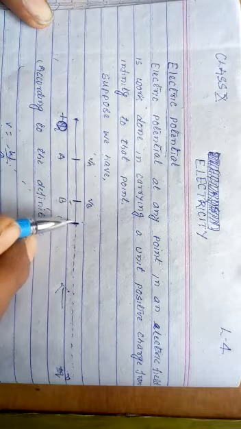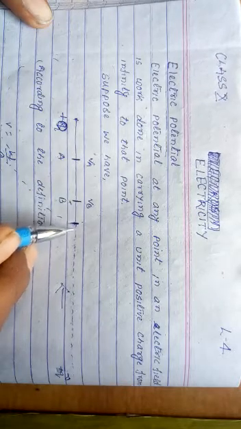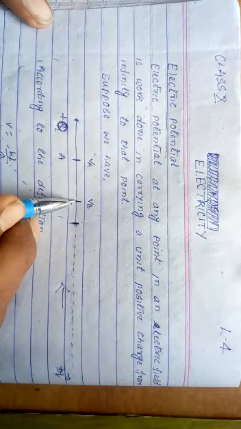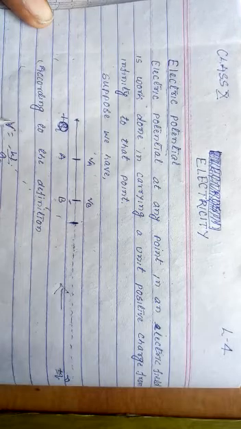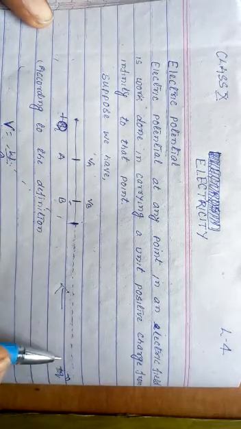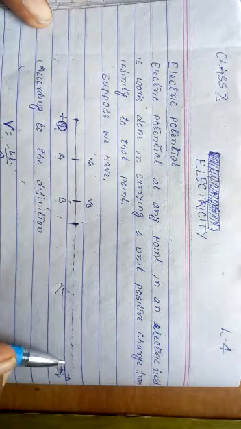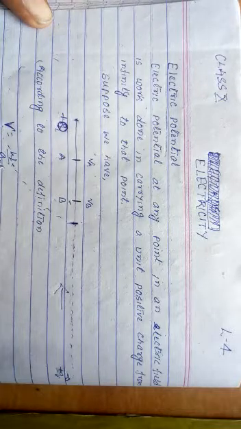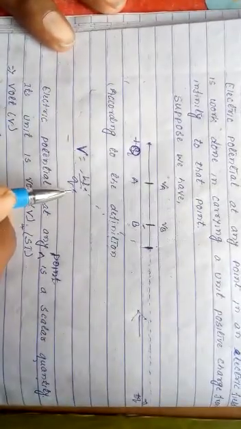The work done by you in an electric field in carrying a unit positive charge from infinity to any point in the electric field is defined as the electric potential. So according to the definition, V equal to W by Q. Suppose you do W amount of work in carrying the charge from infinity to the point in an electric field, and the charge is Q. Then V equals W by Q.